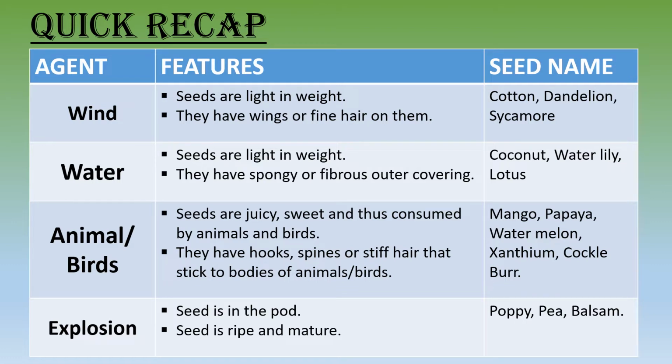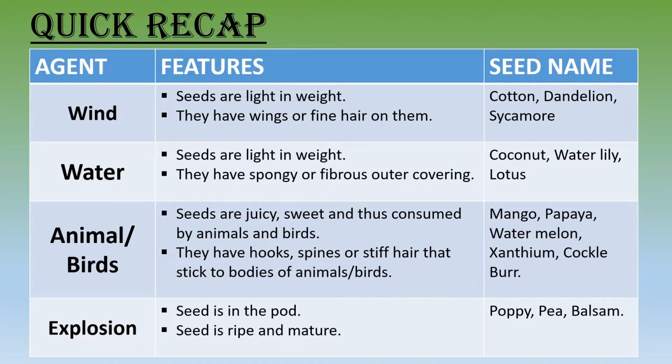The seeds that are light in weight can disperse with the help of the wind. They may have wings or fine hair on them to make the process of dispersal easy. A few seeds that disperse by wind are cotton, dandelion, sycamore, etc.